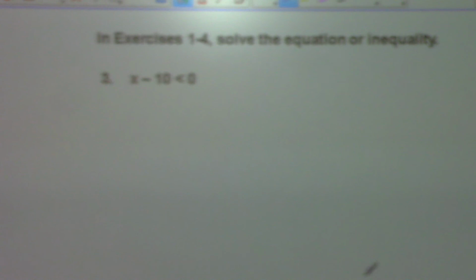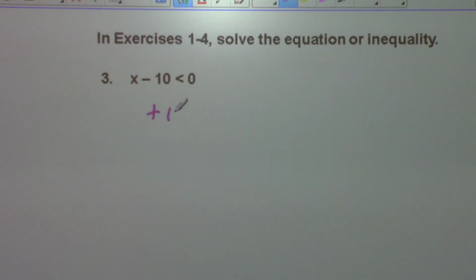Okay, we got this: x minus 10 is less than 0. X is less than or equal to 10. So if we add the 10, we get x is less than 10, right? So that's all there is to that one.